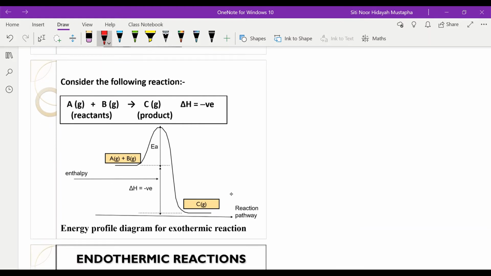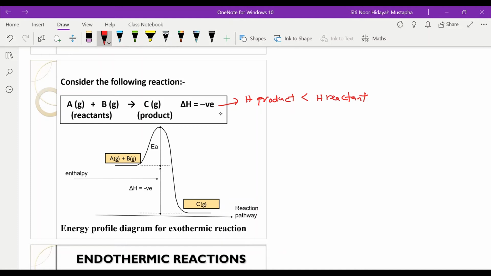Alright, so you can see this is an example of your reaction, A plus B equal to C. You have reactants A and B, and then you have product C. And for example, this is an exothermic reaction. So you know that an exothermic reaction will give you a negative enthalpy value. And you know that a negative enthalpy value means that the enthalpy of product is lower than the enthalpy of reactants.